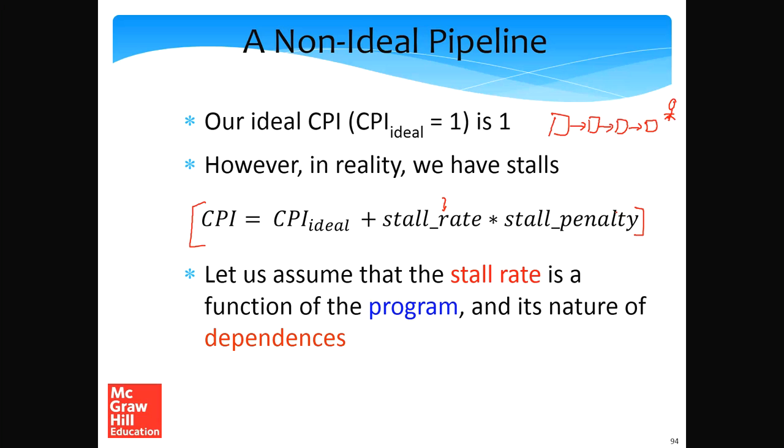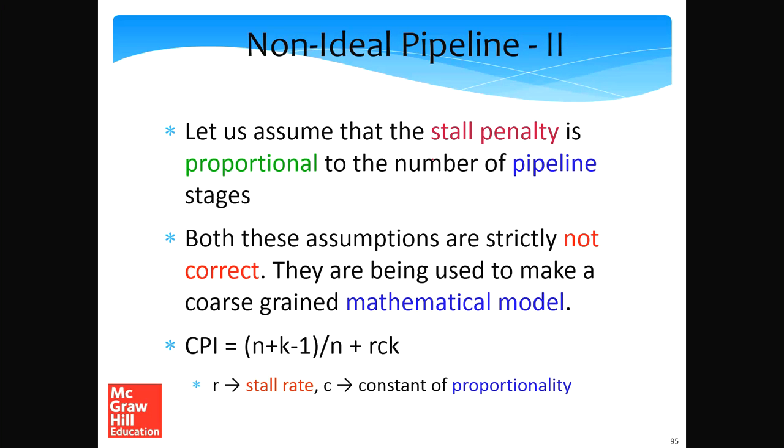So we need to make some assumptions here for a k-stage pipeline. So let's make some standard assumptions which have been made in other texts as well. Let us assume that the stall rate is a function of the program and its nature of dependencies. Let us further assume that the stall penalty is proportional to the number of pipeline stages. This is a reasonable assumption to make. The reason that we say that is because, if you have a 20-stage pipeline, for a load use hazard, we'll not stall for one cycle. We'll stall for some number of cycles which is proportional to 20, right?